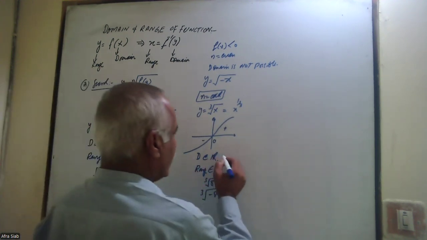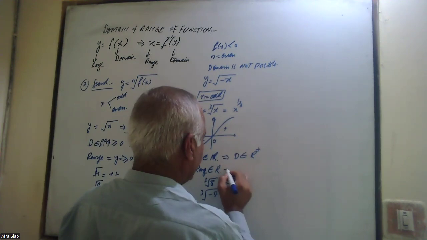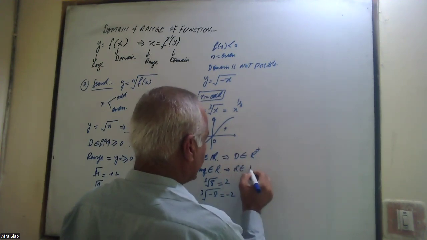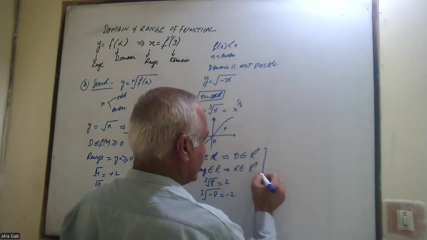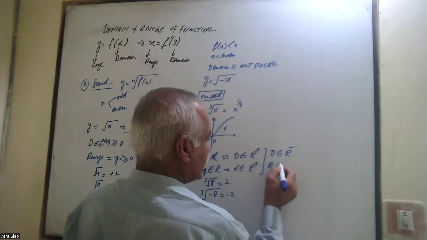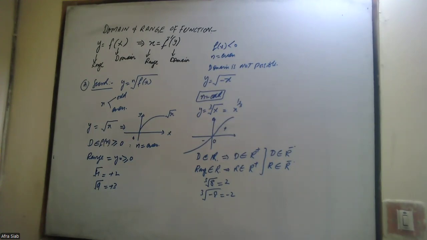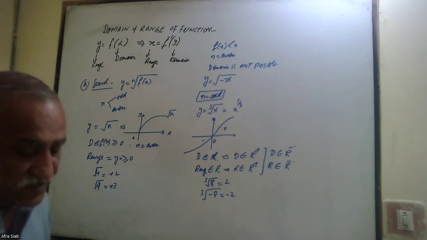In simple words, if the domain belongs to the positive real numbers, then the range of this graph belongs to the positive real numbers. In other words, if the domain belongs to the negative real numbers, then the range also belongs to the negative real numbers. So this is the case when it has an odd root and when it has an even root. Then the third function is there.